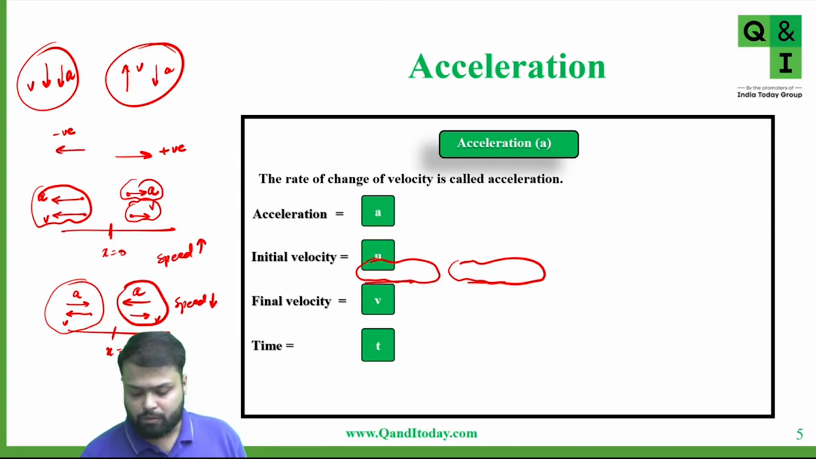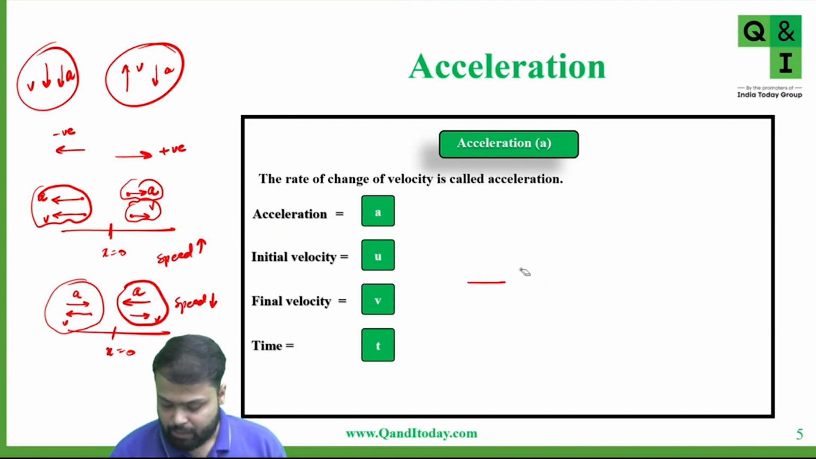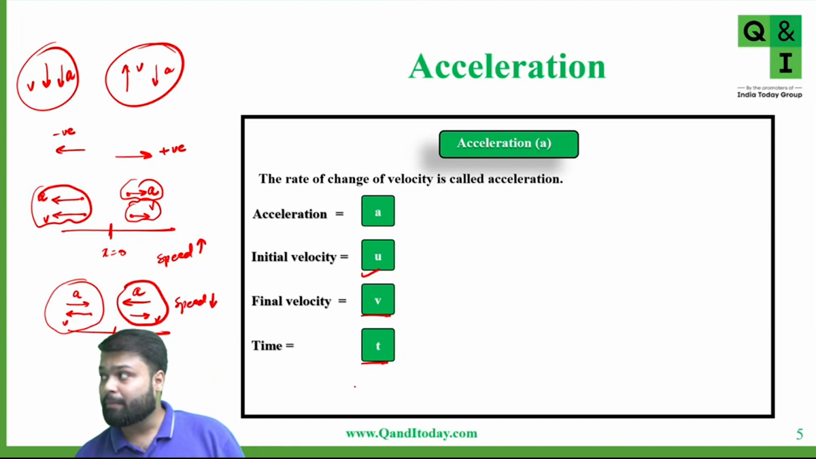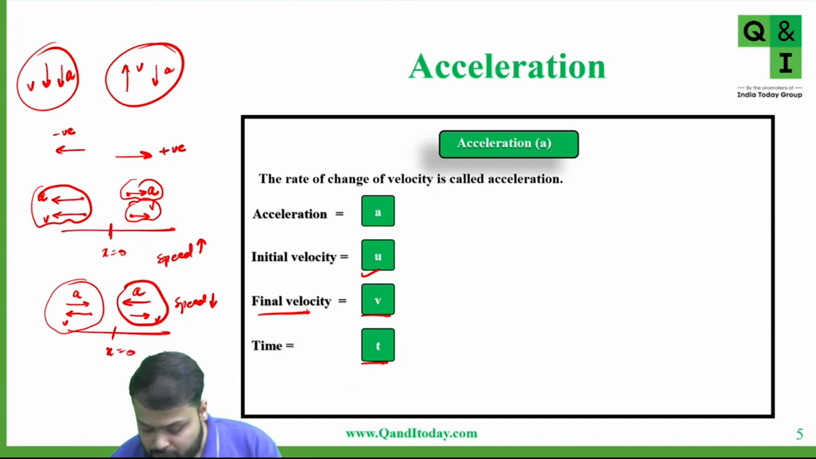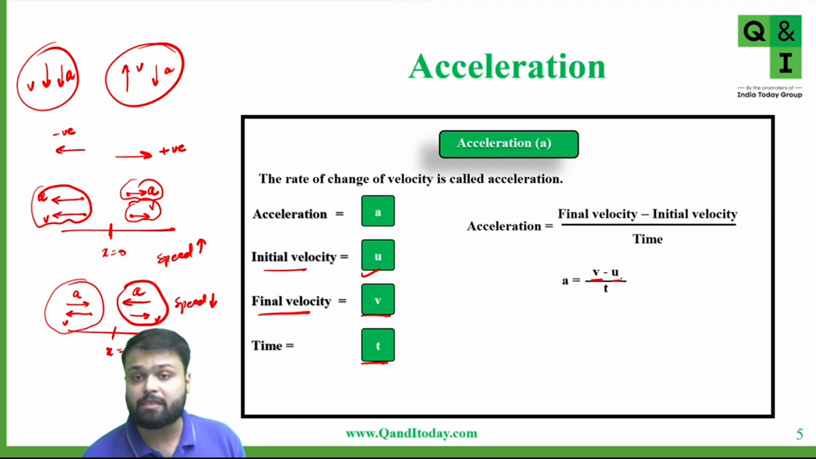Okay, suppose we denote acceleration by a, initial velocity by u, final velocity by v, and time by t. So if we see the mathematical formula, acceleration is change in velocity, that is final velocity minus initial velocity, upon time. So a is equal to v minus u by t. Okay, v minus u is the change in velocity and t is time. So change in velocity with respect to time is nothing but acceleration.